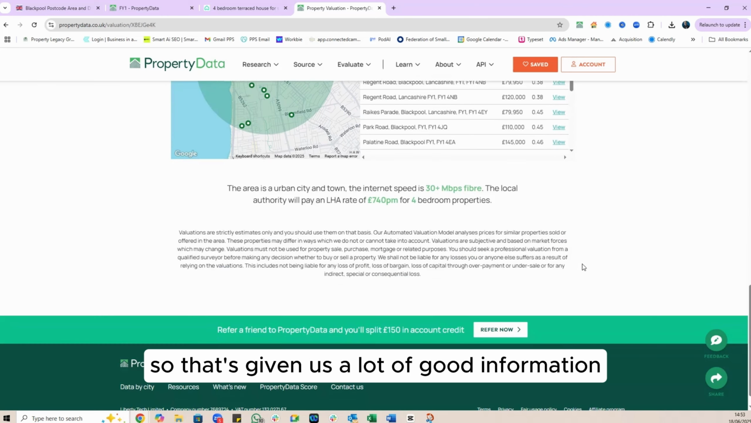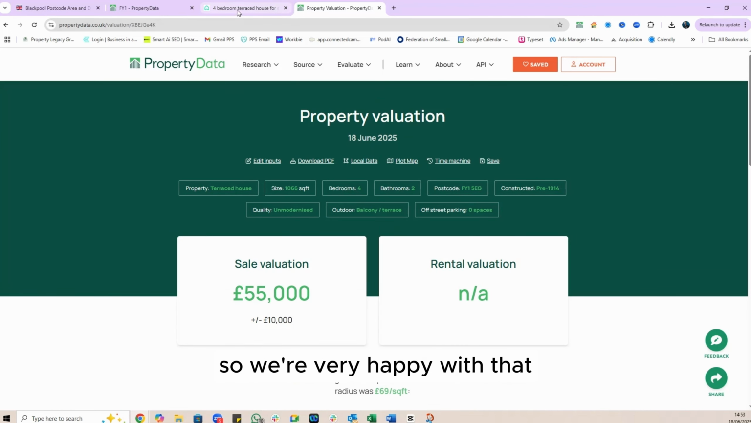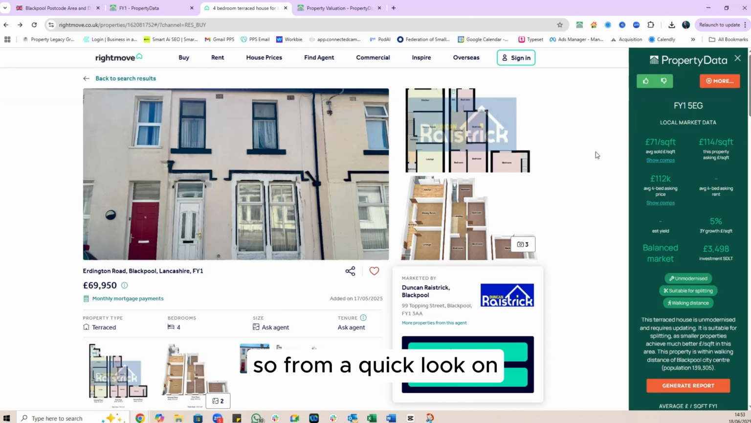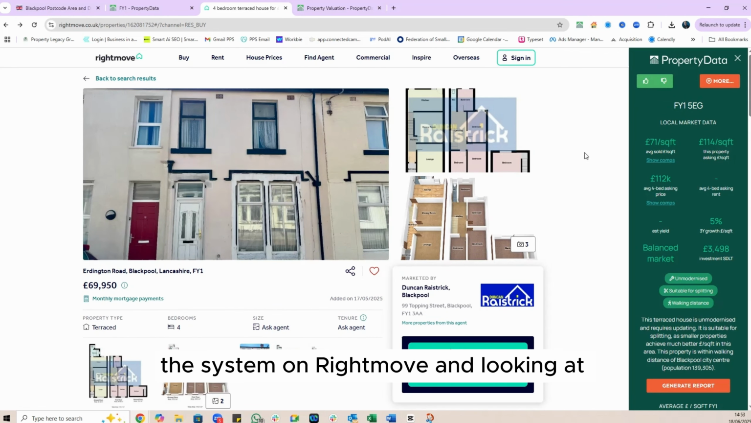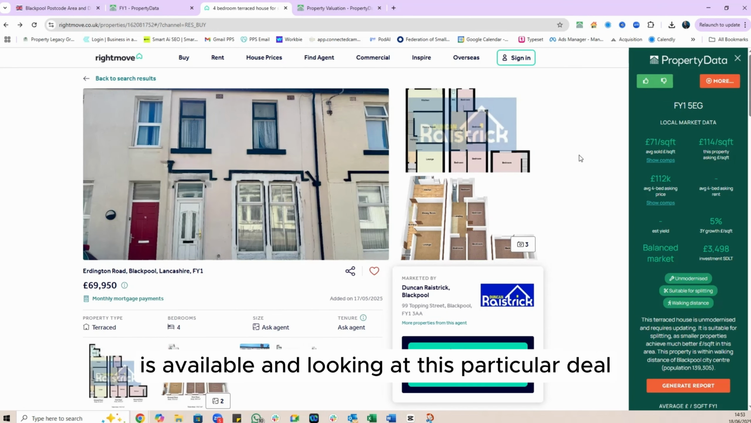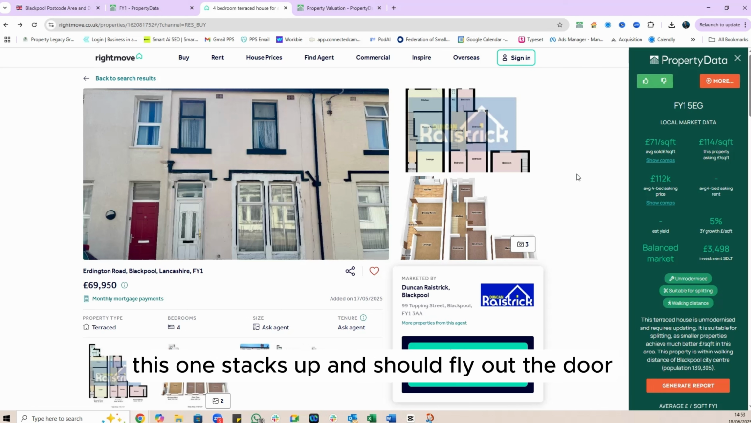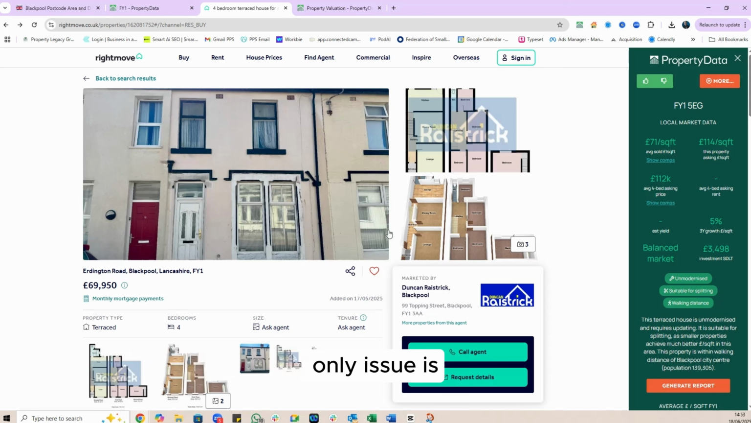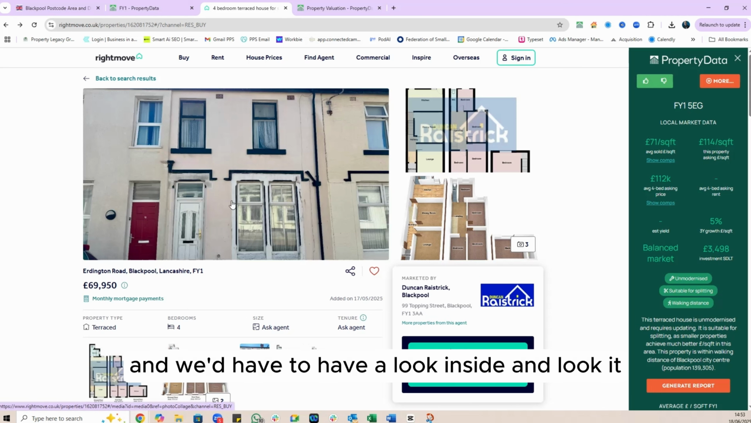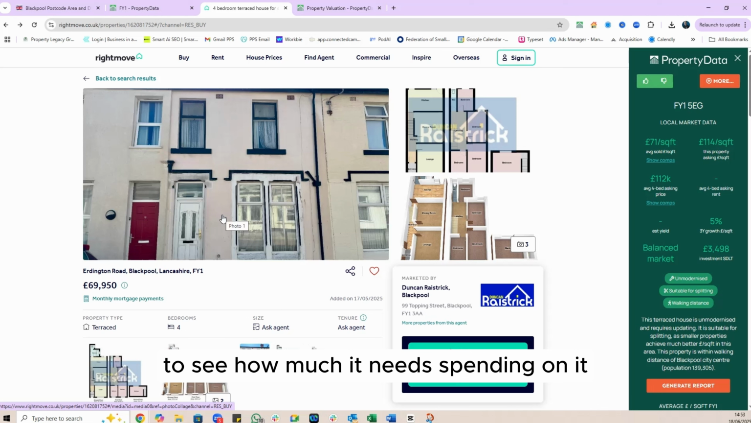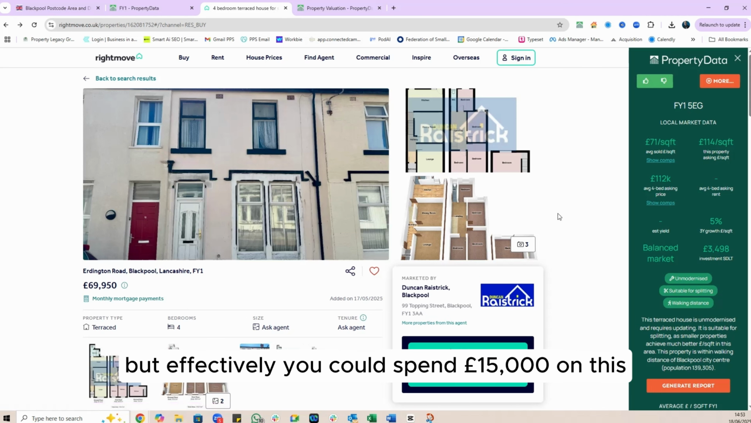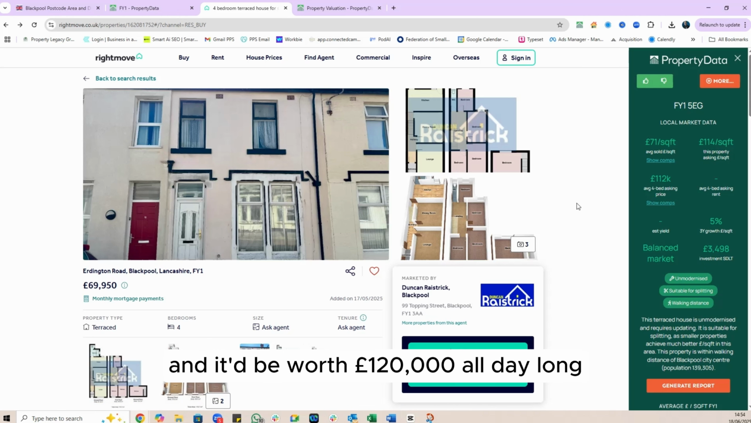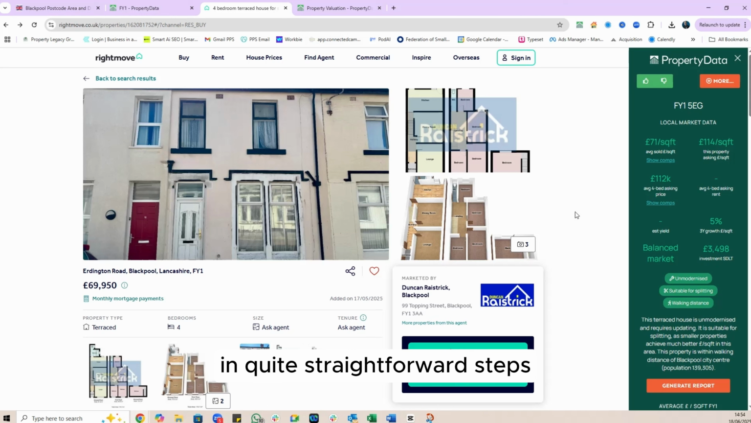So that's given us a lot of good information. So we're very happy with that. From a quick look on the system on Rightmove and looking at what is available and looking at this particular deal, this one stacks up and should fly out the door. Only issue is there's no photographs other than that one. We'd have to have a look inside to see how much it needs spending on it to bring it up to a rentable standard. But effectively, you could spend 15 grand on this and it'd be worth 120 all day long. That's how you analyze a deal in quite straightforward steps.